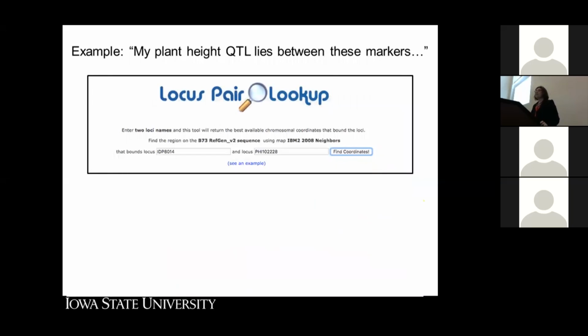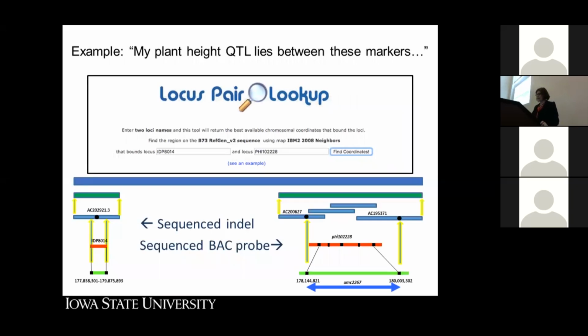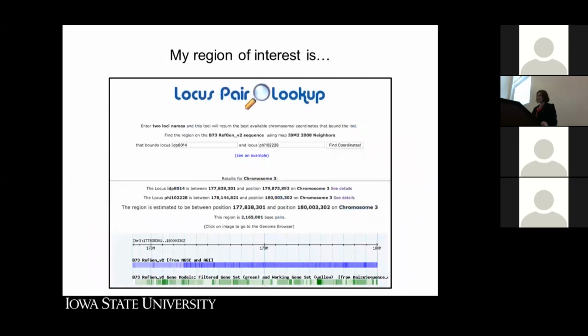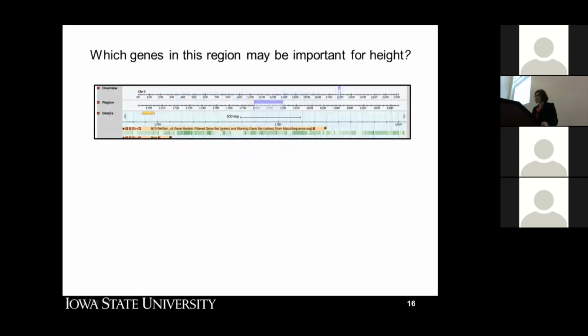You can do this not just with a single locus, you can also do that with a couple of markers if you have a QTL, for example. So you can run Locus Lookup on both of those markers and come up with a region. So let's imagine that I have these two markers, and I know there's a region of the genome, and it's for some trait I care about. Here is my locus pair lookup result. And at the bottom here, what you see is the genome browser, and what's shown in green down here is gene models.